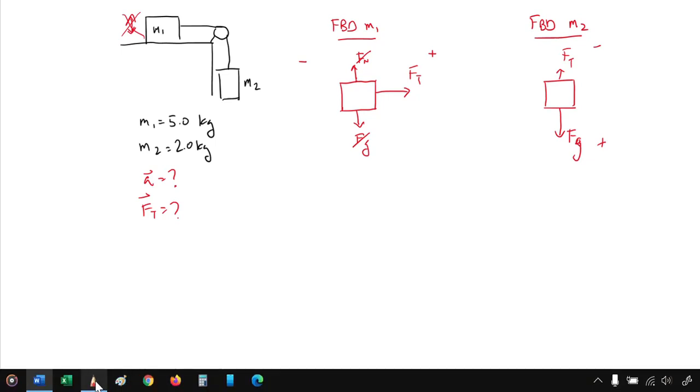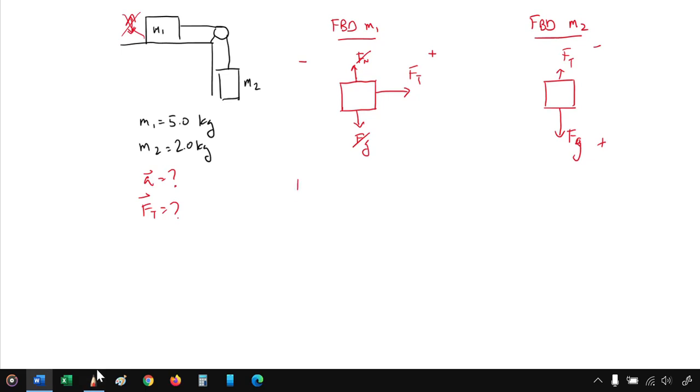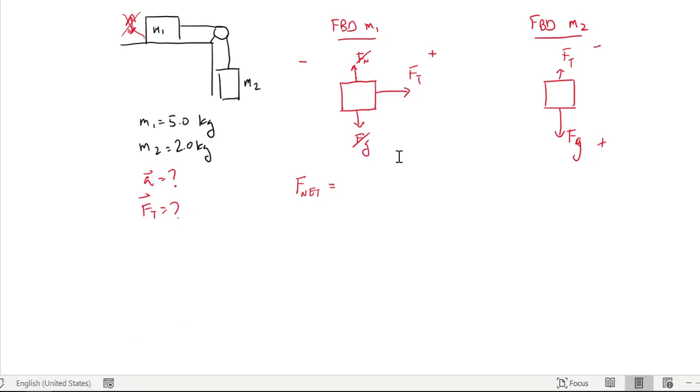All right, next, write out your F net equation. So for M1, it would be F net equals, well, what's left? If I look at M1, the only force that's left is Ft. So that's what F net equals.